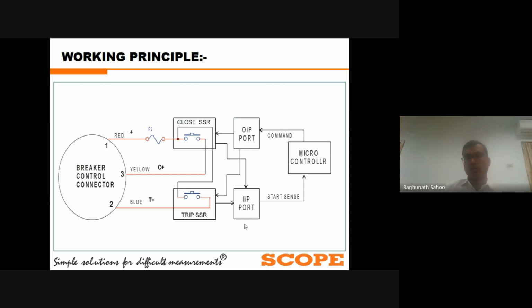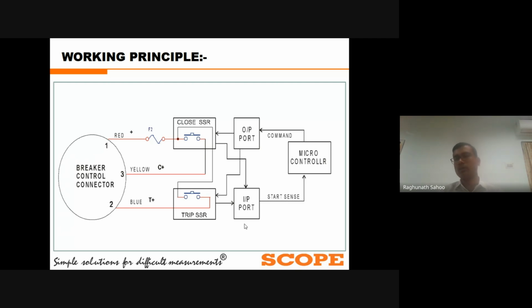Whenever this DC extends to the close section, at that time the close coil will energize. Then the breaker will be closed. At the same time the microcontroller also sends the closing time of the breaker, and that exact time will show our result. Same thing in the trip section also.